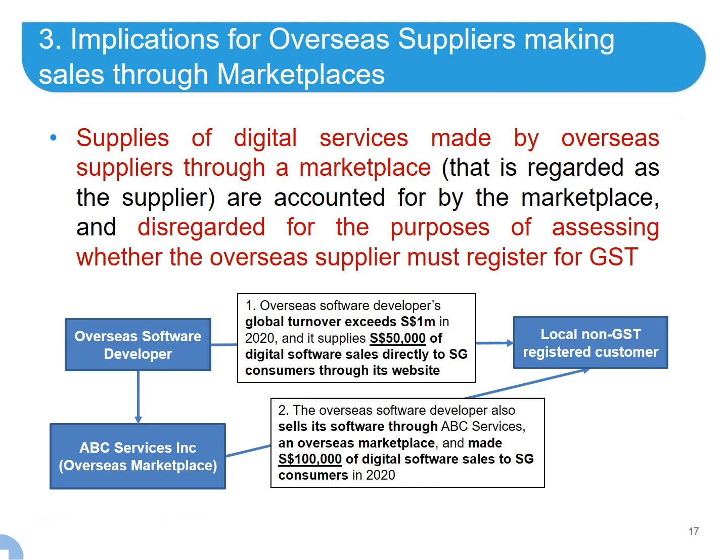The overseas software developer is not required to register under the OVR regime because the supplies that are made through the marketplace, which amounts to 100,000, are disregarded for registration purposes. The remaining supplies of digital services the software developer directly makes, which amounts to 50,000, is lower than the threshold of 100,000. Instead, the marketplace, ABC Services, would have to register and account for GST on the sales it facilitates.